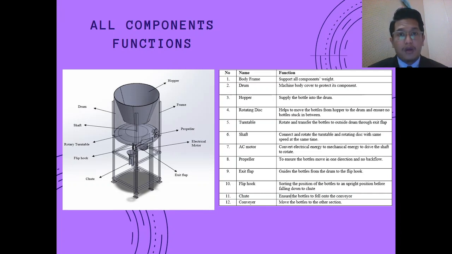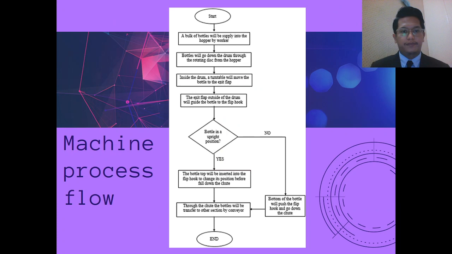And the flip hook will sort the bottles to an upright position before falling down the chute, and the chute will ensure that the bottle falls onto the conveyor, while the conveyor will move the bottle onto the other section.